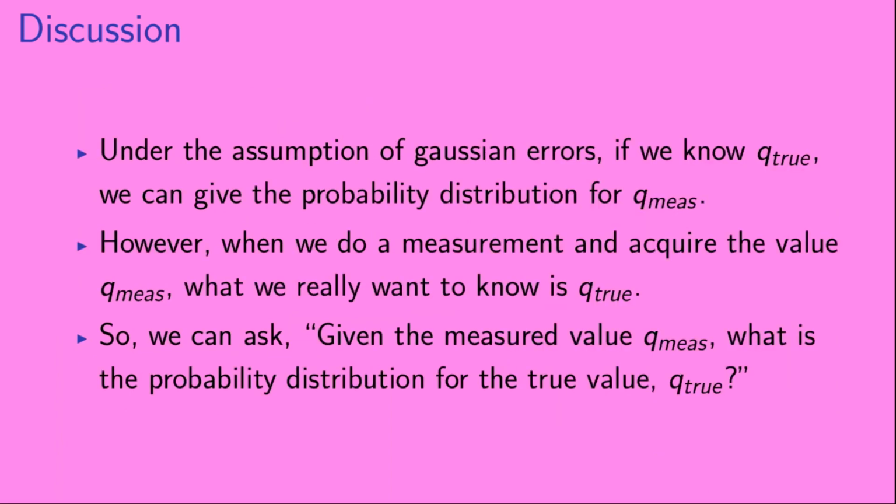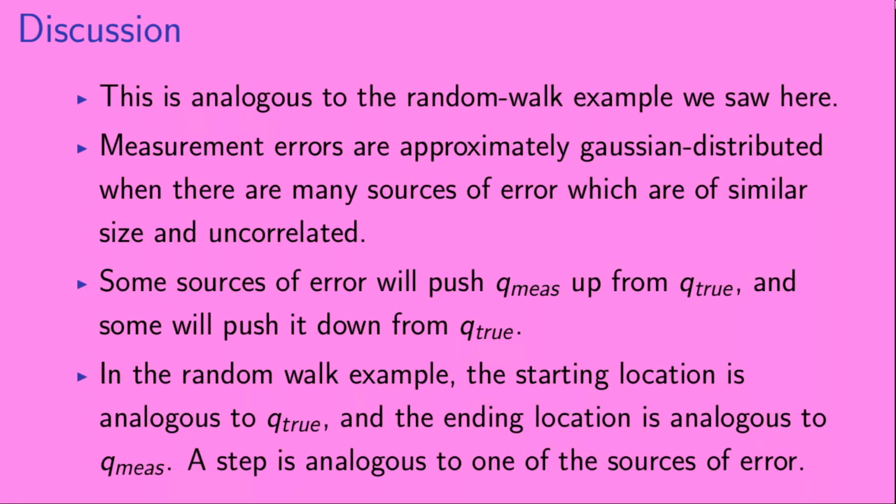Under the assumption of Gaussian errors, if we know Q true, we can give the probability distribution for Q measured. However, when we do a measurement and acquire the value Q measured, what we really want to know is Q true. So we can ask, given the measured value Q measured, what is the probability distribution for the true value Q true? This is analogous to the random walk example we saw here.